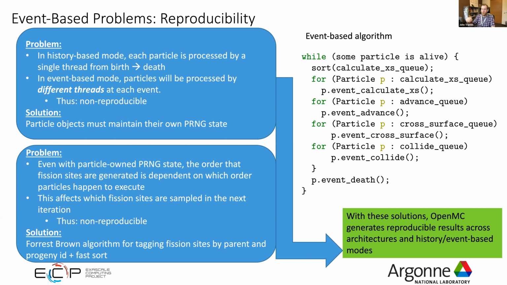You tag it with the parent ID, and the parent also keeps track of how many progeny it's had. And you can also do a very efficient sort with that. So overall, all these issues were really easy to overcome for us, or they had solutions.